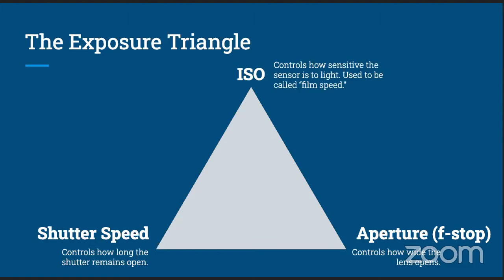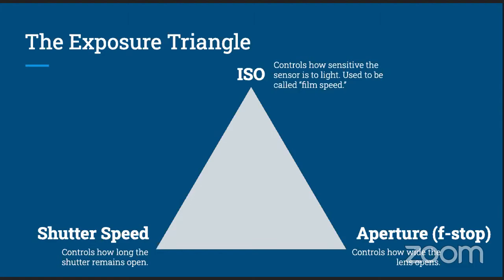ISO stands for International Standards Organization, which is sort of a confusing moniker. This controls how sensitive your camera's sensor is to incoming light. The higher your ISO is, the more sensitive it is to light, meaning the brighter your image can be. The lower your ISO is, the less sensitive to light, the darker your image can be. So it's a sort of secondary method for controlling light.